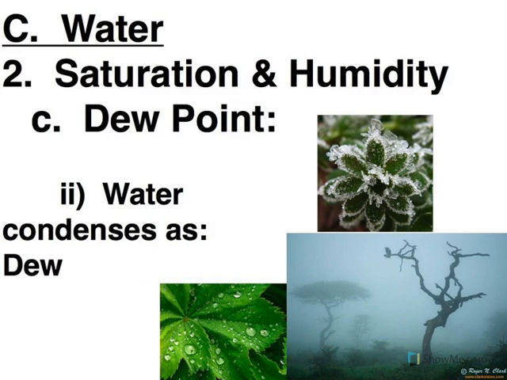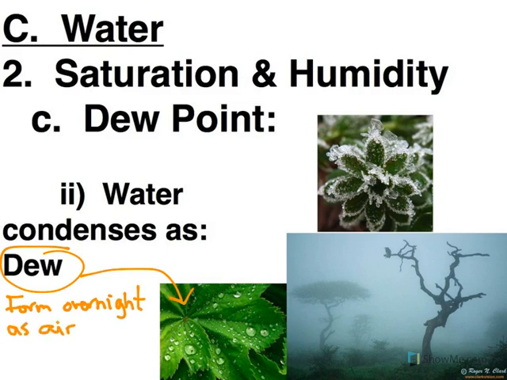So the first is dew, as the name implies, dew point. So the dew that forms on leaves typically forms overnight as the air temperature drops. The leaves are a little bit warmer than the surrounding air, and so they become the platform for the condensation to occur.